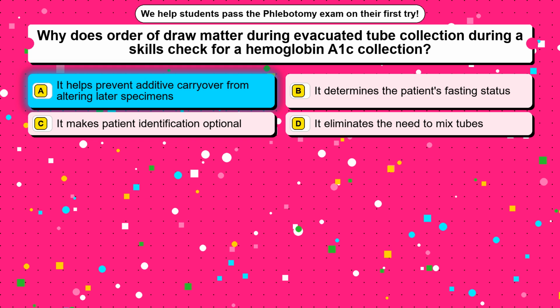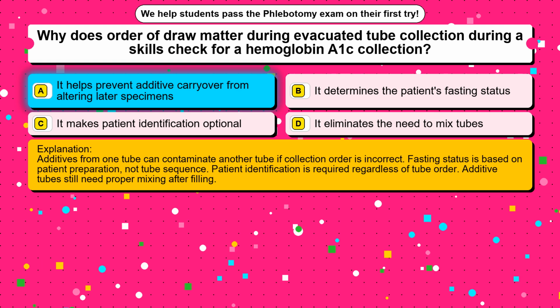The correct answer is option A. It helps prevent additive carryover from altering later specimens. Additives from one tube can contaminate another tube if collection order is incorrect. Fasting status is based on patient preparation, not tube sequence. Patient identification is required regardless of tube order. Additive tubes still need proper mixing after filling.